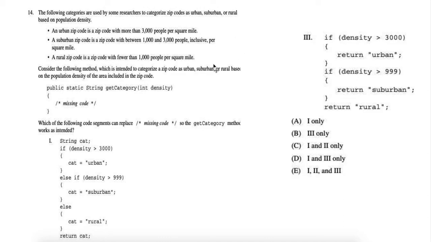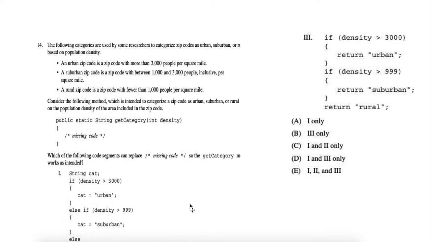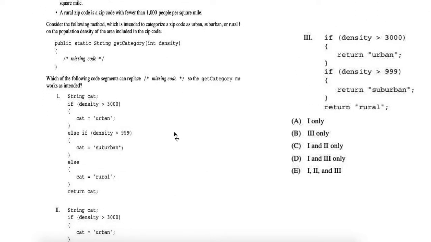Question 14. So we need to check which one of these three possibilities are giving us the correct code. So something is urban if there are more than 3,000 people per square mile, so greater than 3,000 per square mile. Suburban if it's from 1,000 to 3,000 inclusive, and if it's less than 1,000, then that place is rural. So let's take a look at the first one.